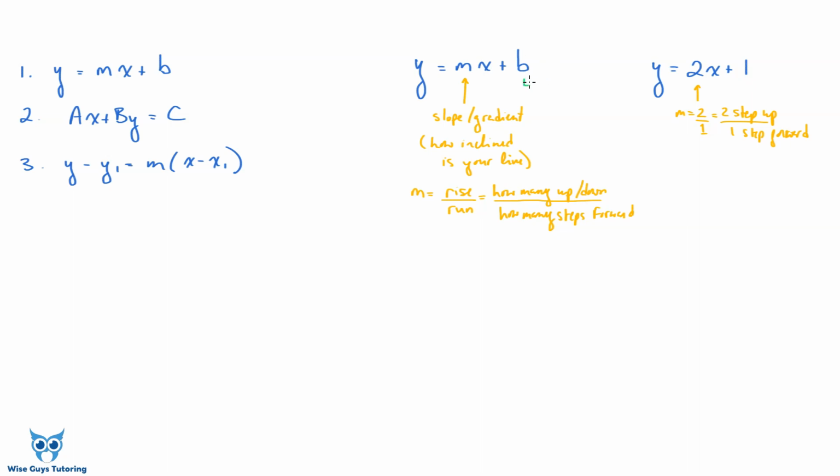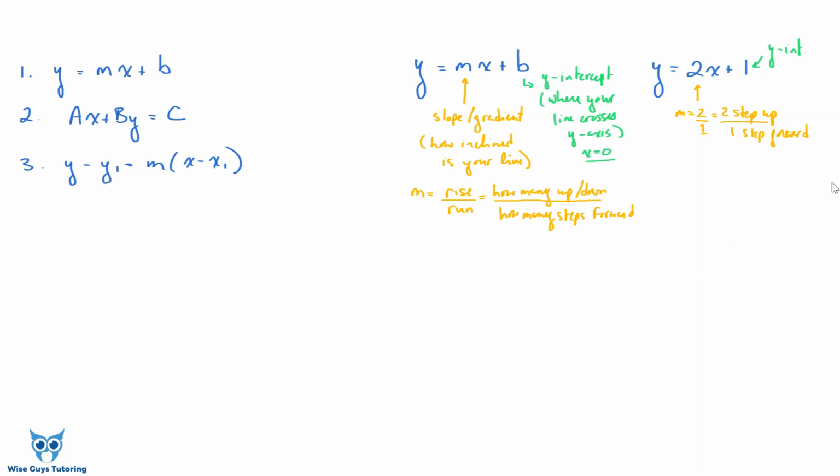This one here is called the y-intercept. It's where your line crosses the y-axis. And this always happens when x equals 0. Alright, in this case, here is my y-intercept. That means our line over here, once we plot it, which we will, should cross my y-axis at 1.